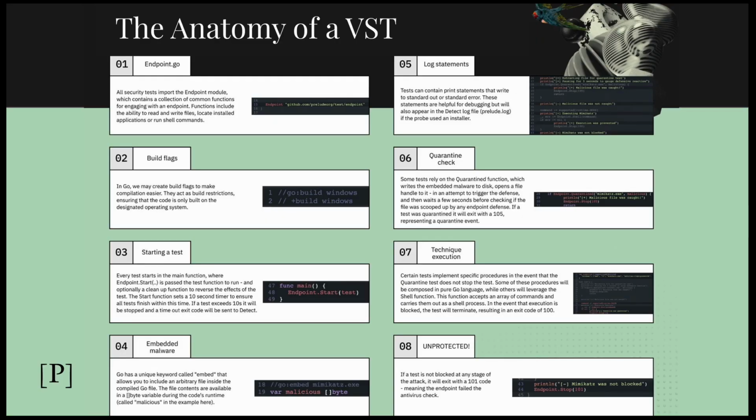In a VST, there are, here's 8, so we'll go with that, 8 different characteristics that are worth calling out. This may be hard to see at my screen size, so I'll go over these quickly and we'll see these in the actual test code. So the 8 things are, number one, endpoint.go.